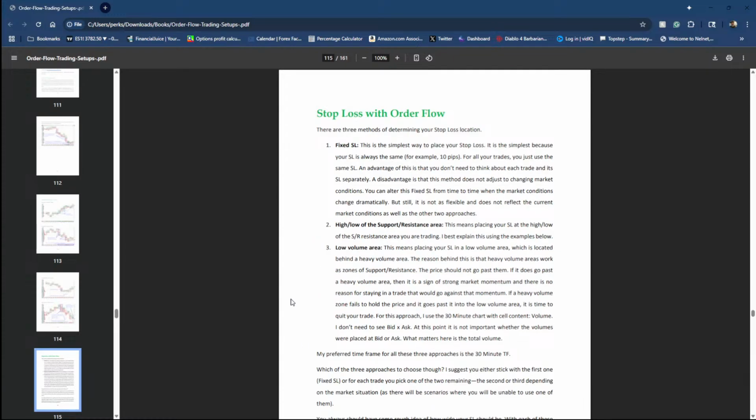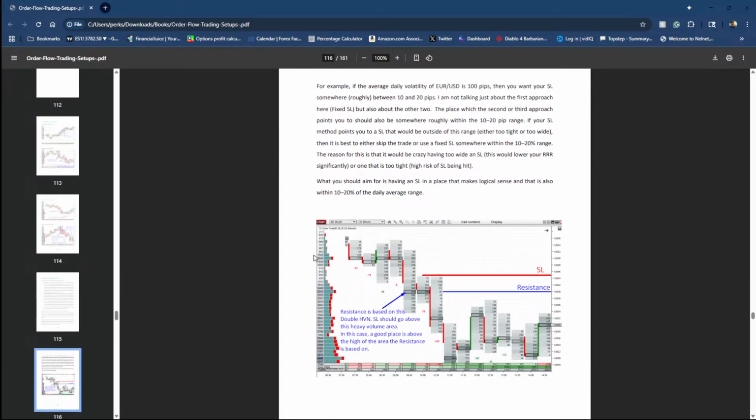We also talked about stop losses based on strong lows, strong highs, poor lows, poor highs, things like that. So there's a combination of things that you can use to get the information to figure out where to place your stop losses. But today we're specifically focusing on footprint charts.